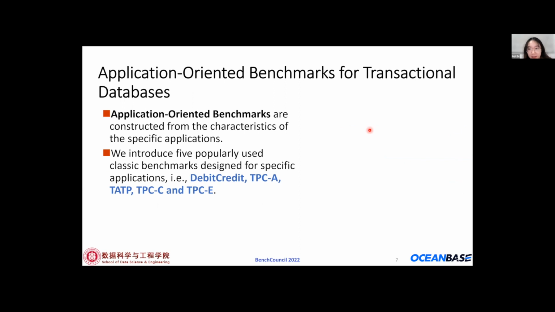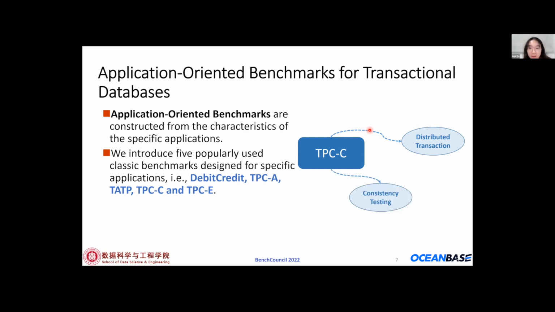Application-oriented benchmarks reflect the business logic. We introduce and explore 5 popularly used classic benchmarks designed for specific applications. Here, we take TPC-C as example, which simulates a warehouse-centered order processing application. There are 5 transactions in TPC-C. New order and payment are likely to cause a distributed transaction, but the ratio and cost are low. Besides, TPC-C requires the database to pass consistency testing.